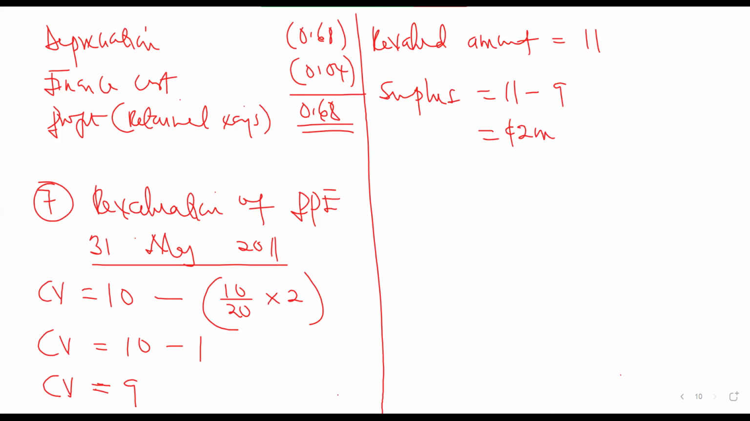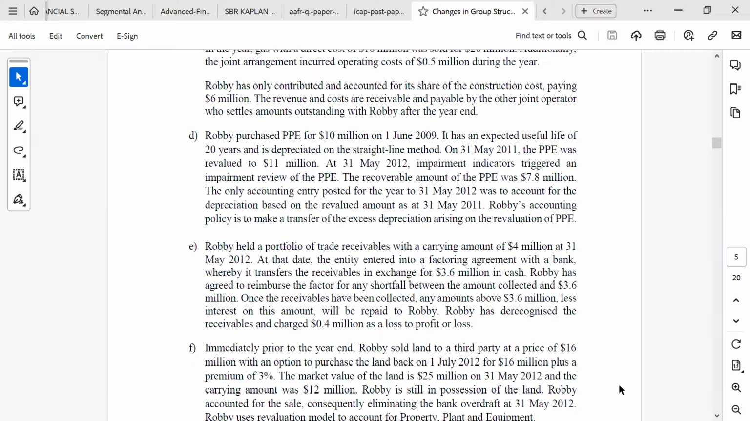Okay. That has been accounted for already. Our business over here is to look for the impairment loss. So at 31 May 2012, impairment indicators triggered an impairment review of the PPE. The recoverable amount of the PPE was 7.8 million. The only accounting entry posted for the year to 31 May 2012 was to account for the depreciation based on the revalued amount as at 31 May 2011. Robbie's accounting policy is to make a transfer of the excess depreciation arising on the revaluation of PPE.